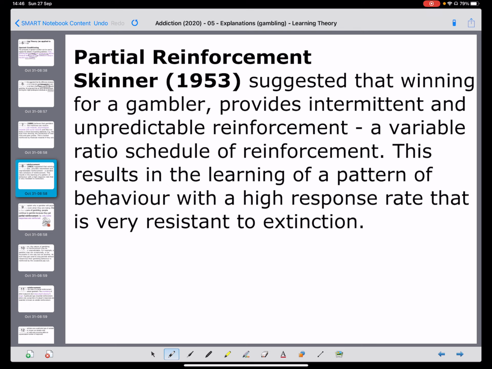So let's move on to partial reinforcement. Now, Skinner is one of the people who talks about this, and what he says is that winning provides intermittent and unpredictable reinforcement. So intermittent is the one that's related to partial. So partial is part of. You can view this experience as saying that gambling is mostly not an all or nothing type of experience.